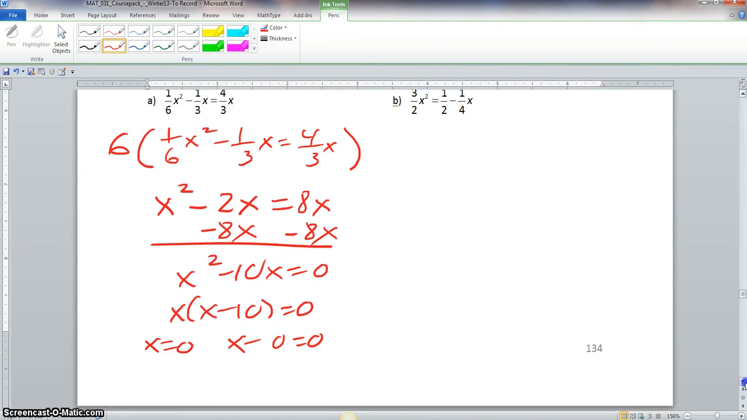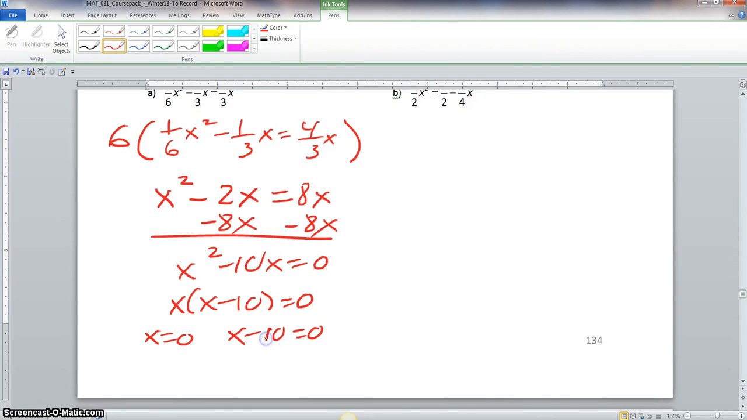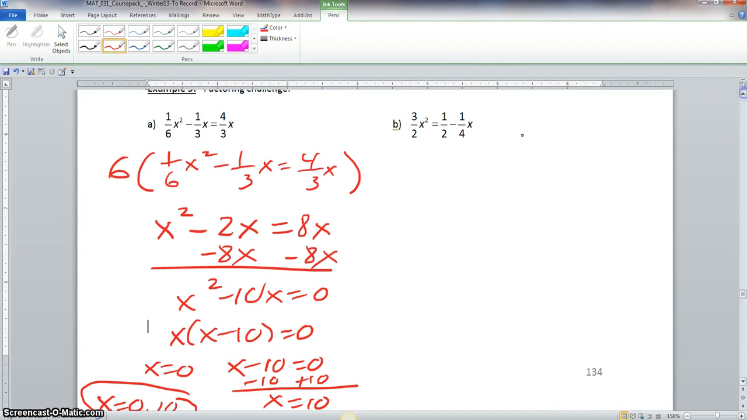Now, we will add 10 to both sides, and x is equal to 10. So, we will have our final answer. x is 0 and also 10. That's our final answer. Now we go here to B.